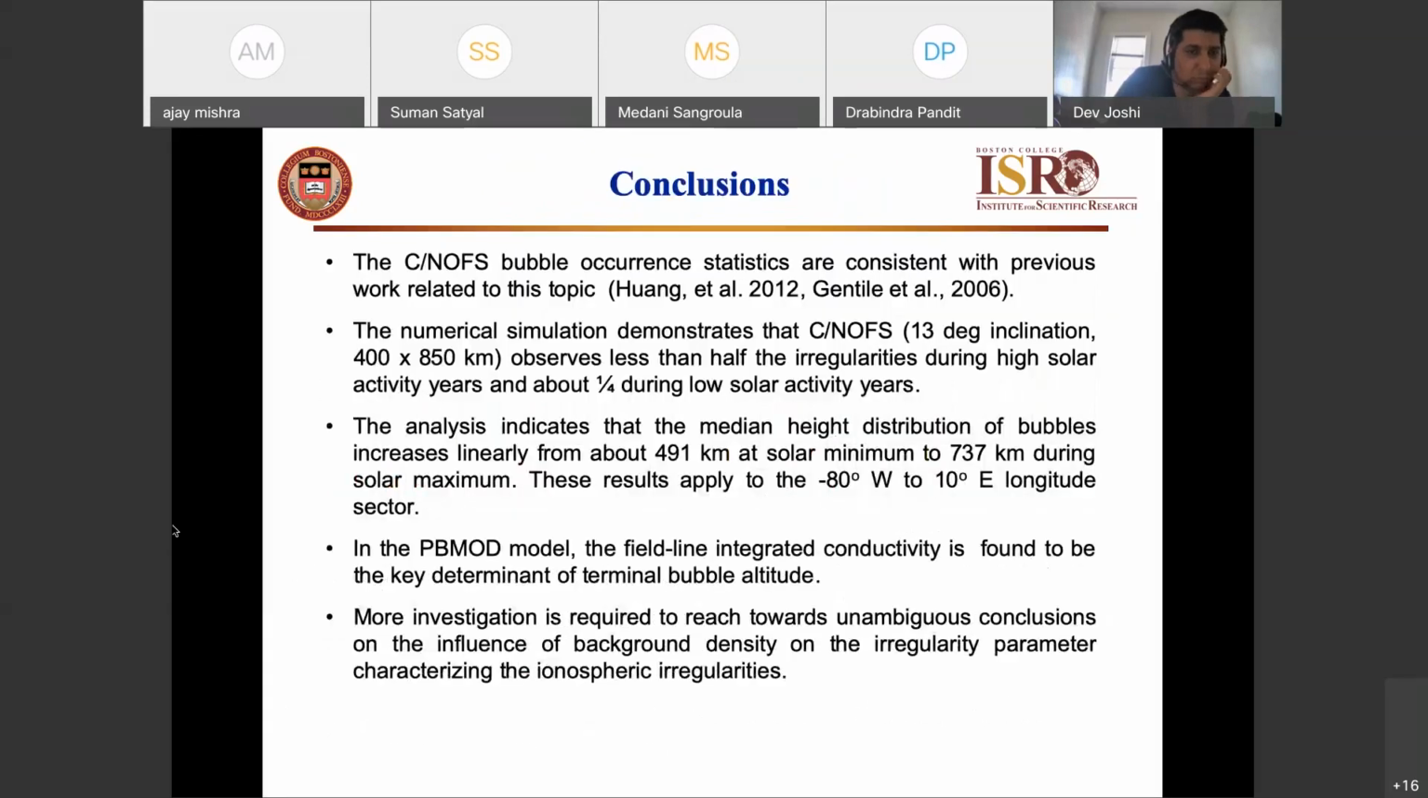Now I'll present the conclusions of my work. The CNOS bubble occurrence statistics are consistent with previous work related to this topic. The numerical simulation demonstrates that CNOS absorbs less than half the irregularities during high solar activity years and about 1/4 during low solar activity years. The analysis indicates that the median height distribution of bubbles increases linearly from about 491 km at solar minimum to 737 km during solar maximum.